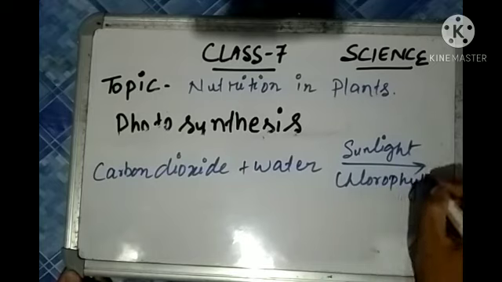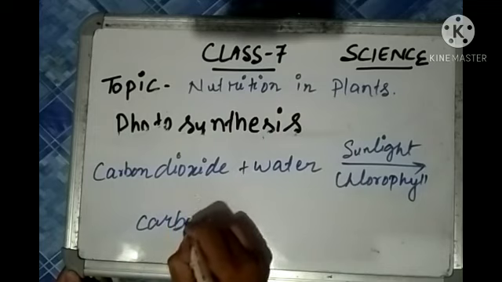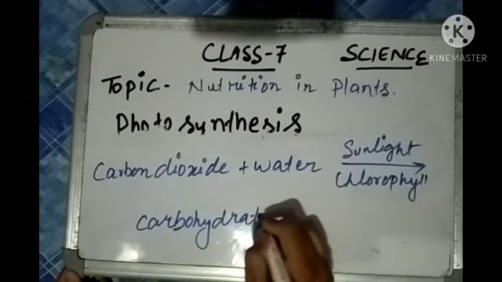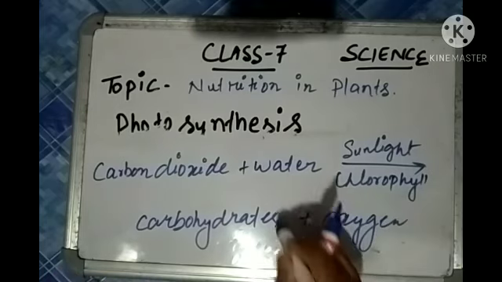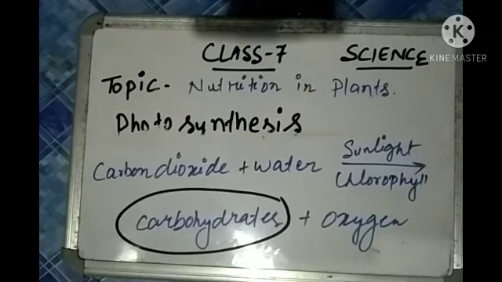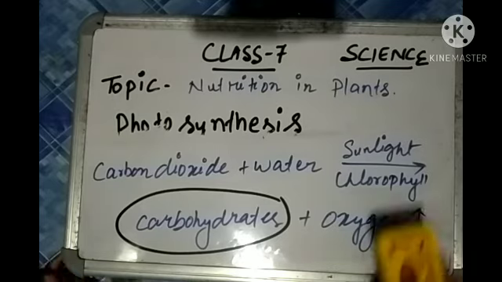It is converted to carbohydrates, oxygen. So this is the food required by the plant, and oxygen is released. So this is the process called photosynthesis. Carbon dioxide and water combine with the help of sunlight and chlorophyll to produce carbohydrates, and oxygen is released in air. So here carbohydrate is food for the plant.